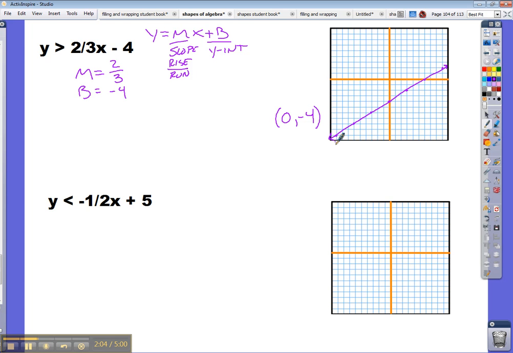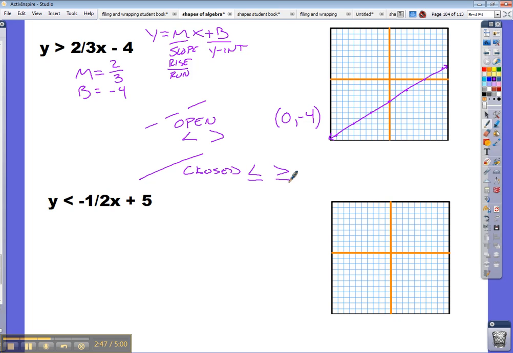The next thing I need to do is figure out whether I need an open or a closed line. You'll remember that an open line is dashed. We'll call that open. And that means the solution cannot be on the line. So the symbols that get an open line are greater than or less than. A closed line is what you normally think of as a graph. It's just a solid line. It's called closed. The symbols that get a closed line can be equal to, so less than or equal to, greater than or equal to. And that means the solution can be on the line.